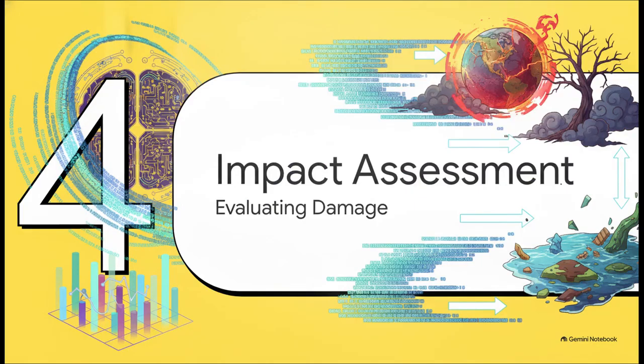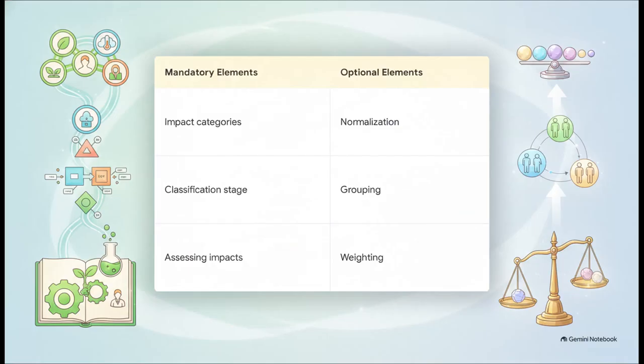Next up is phase 4, life cycle impact assessment. So how on earth do we take a mountain of raw numerical inventory data and translate it into a concrete understanding of environmental damage? The ISO standard brilliantly handles this by dividing the impact assessment into mandatory and optional elements. The absolute, non-negotiable requirements are selecting our impact categories, doing the classification stage, and assessing the impacts on the environment and human health. Then you have the optional, advanced elements, normalization, grouping, and weighting.